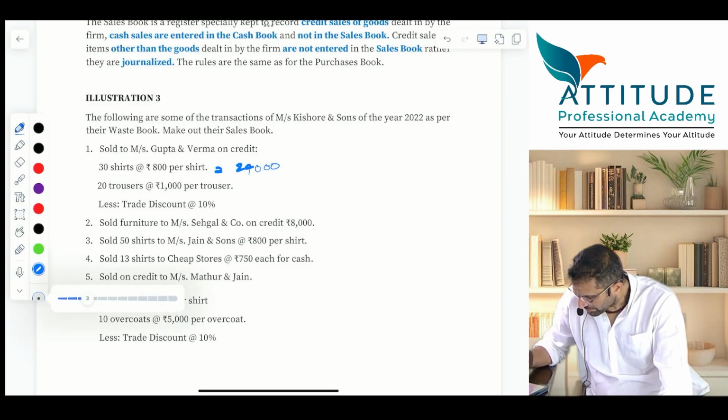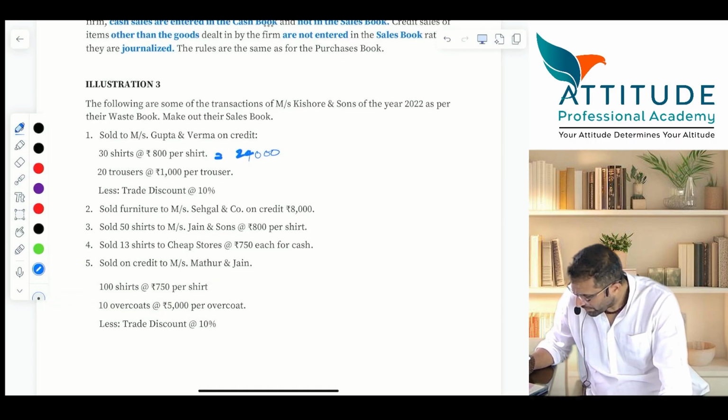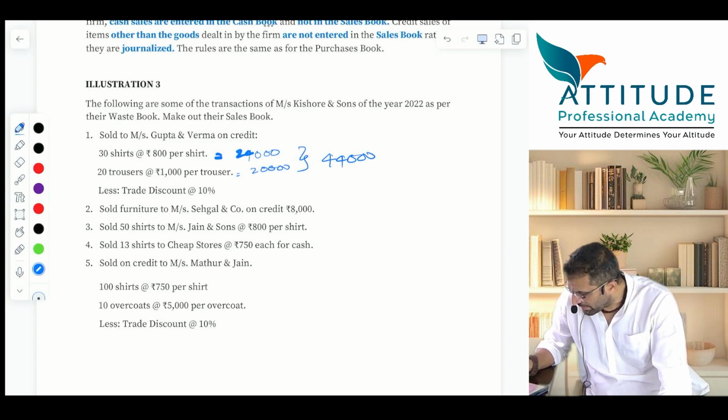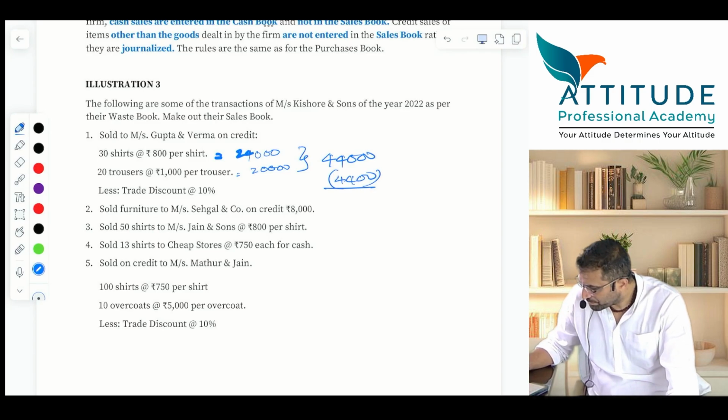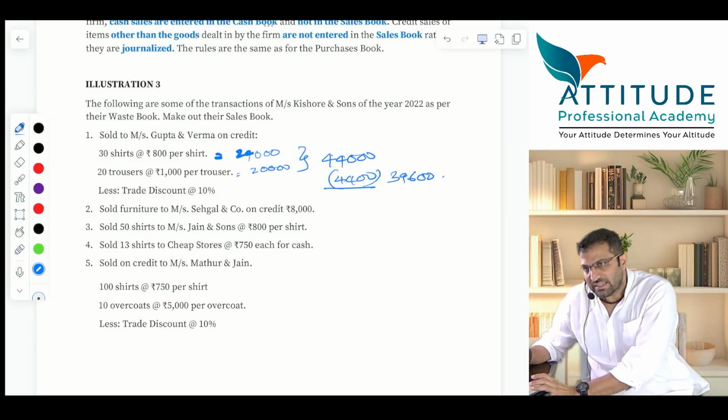Next. How much does this come to? 20,000. Total is 44,000. This 44,000 minus 10% trade discount, 4,400. How much will it be? 39,600. This will be entered in the sales day book.